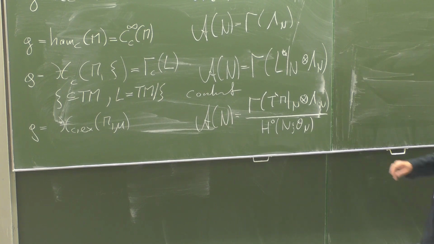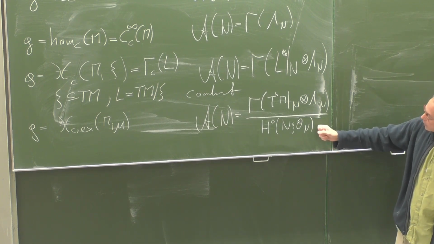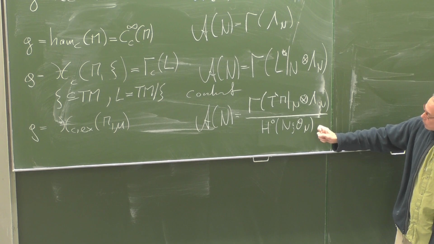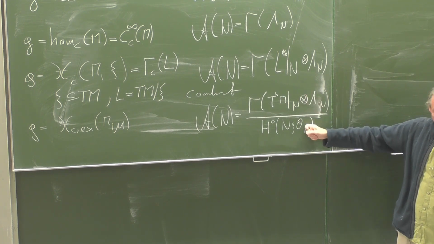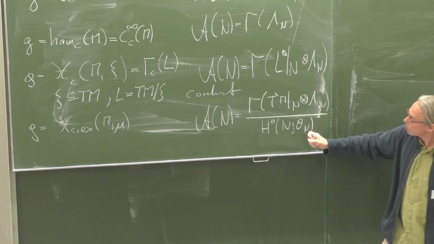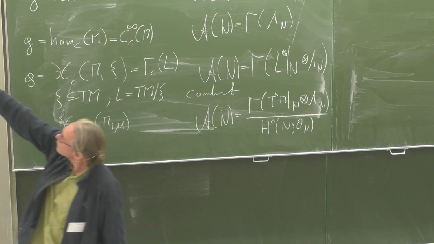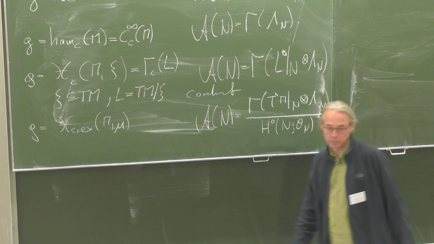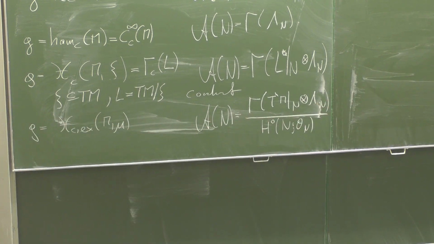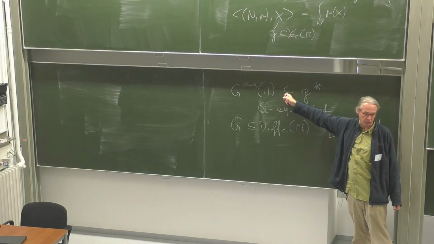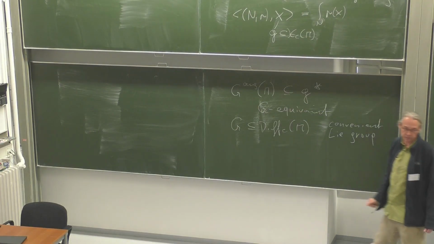You use the volume form to embed this cohomology in here. You want to mod that out because if you would pair, as indicated here, you will get 0. And you want this inclusion here to be an embedding. So if you mod that out, it's not going to be injective.